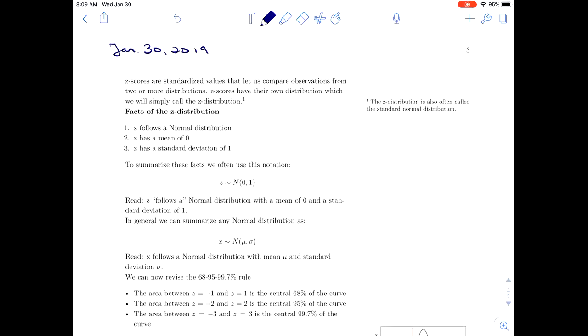So this information, just like before when we had those probability rules that we summarized on the formula sheet, as P of A is between 0 and 1, same thing. We can summarize these rules about Z: Z follows a normal distribution with a mean of 0 and a standard deviation of 1. And we use this notation here.